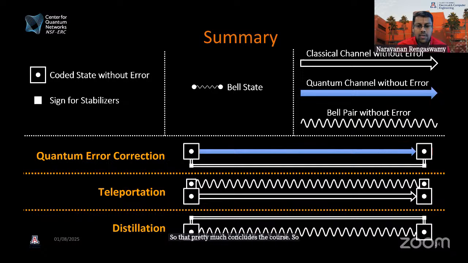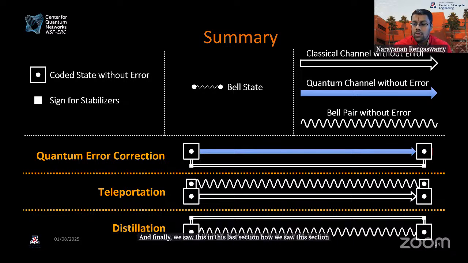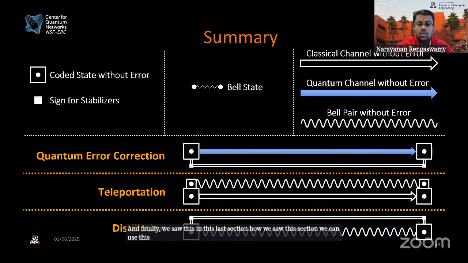So just to recap, we started with classical error correction, some fundamental concepts that Michele introduced, and then we transitioned into basics of quantum information, and we saw how quantum error correction works, and how it can use classical codes to build quantum codes. We also saw quantum LDPC codes and their uses. We saw the surface code example in detail. And finally, in this last section, we saw how we can use this mathematical technique to solve the long distance decay problem, as well as the problem of real-time failure of links.